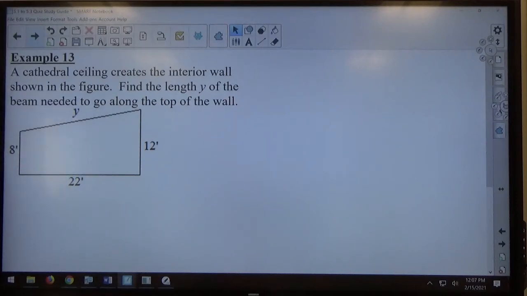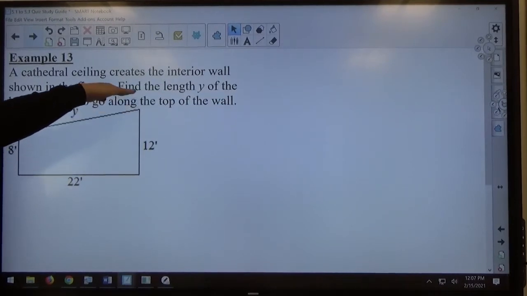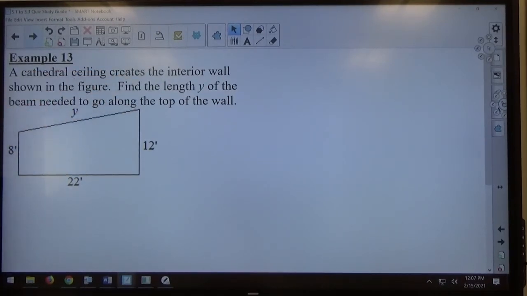Example 13, a cathedral ceiling creates the interior walls shown in the figure. So basically we're inside a house. This is one wall of the house. A cathedral ceiling just means that one wall is taller than the other wall, creating this slanted ceiling.